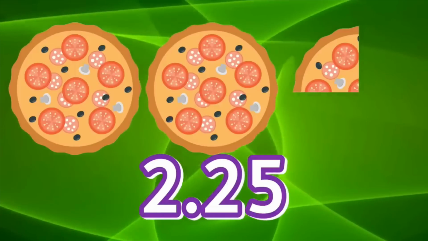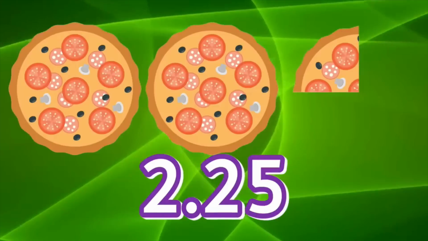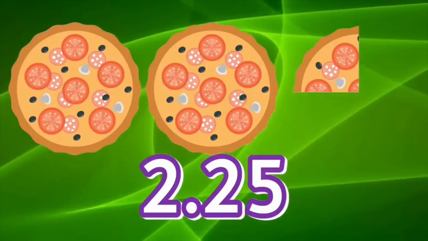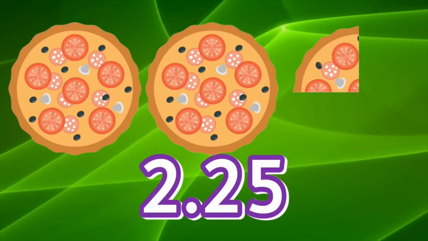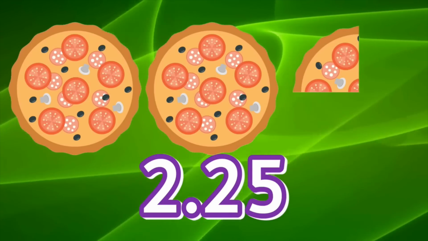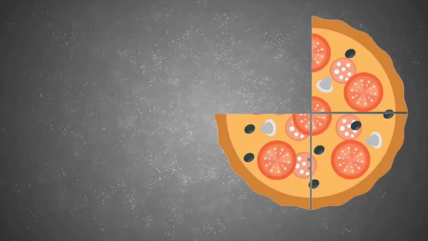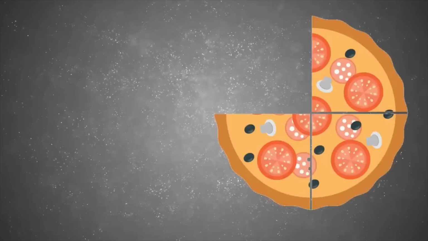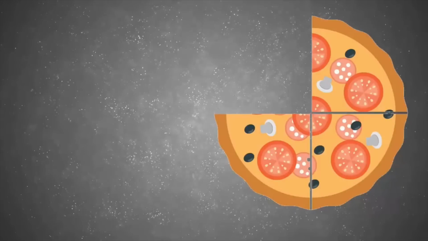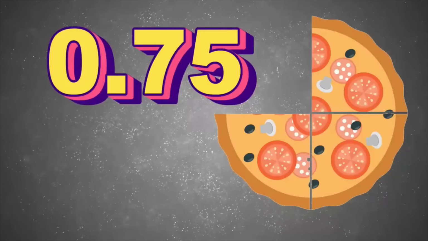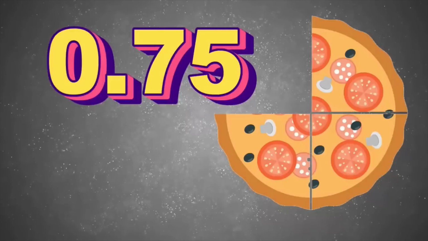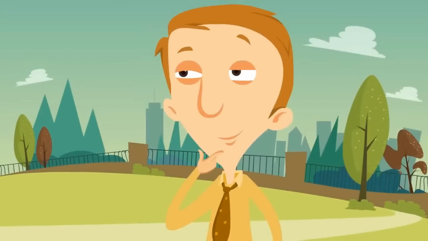2.25. We have 2 whole pizzas and then an extra 1/4 of a pizza. But 3/4 of this pizza is missing. Do you remember what the decimal for 3/4 is? 0.75. That's right, 0.75. I'm impressed. You did great.